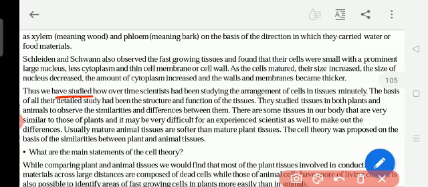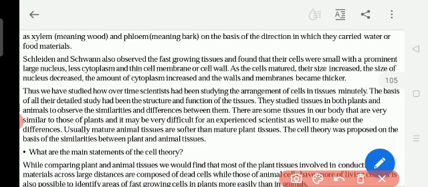And we have studied, over time scientists had been studying the arrangement of cells in tissues minutely. Minutely means they studied in a detailed way. The result of all their detailed study was the structure and function of the tissues. They studied tissues in both plants and animals to observe the similarities and differences between them. There are some tissues in our body that are very similar to those of plants, and it may be very difficult even for an experienced scientist to make out the differences.